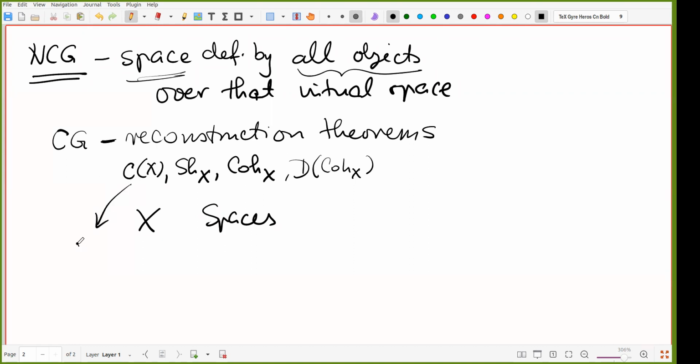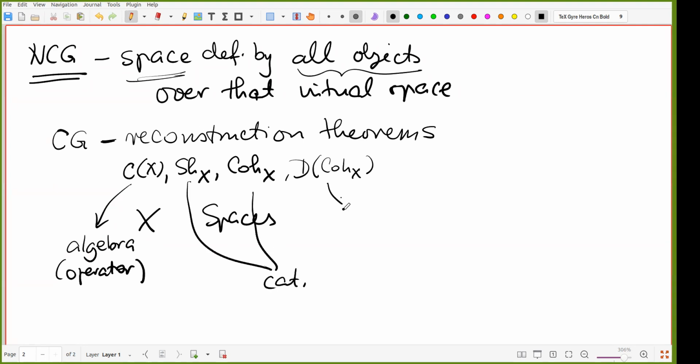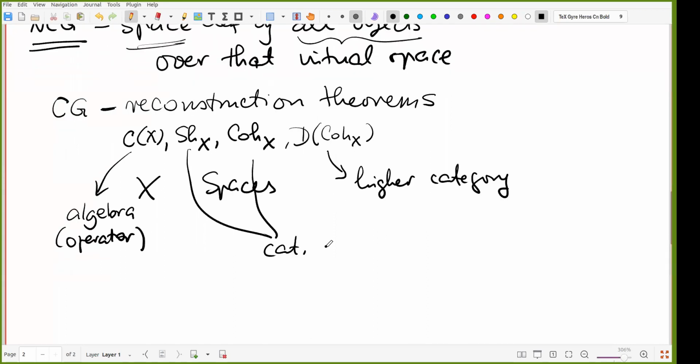So this here makes an algebra. Maybe it's an operator algebra. And this here makes a category. And this is maybe a higher category, maybe a higher or derived category. And then there are theorems that if you take some good category of such algebras, you get the category of spaces by some sort of duality. So you have, say, the Gelfand-Naimark theorem here. Then you have Giraud's theorem in sheaf theory, in topos theory.